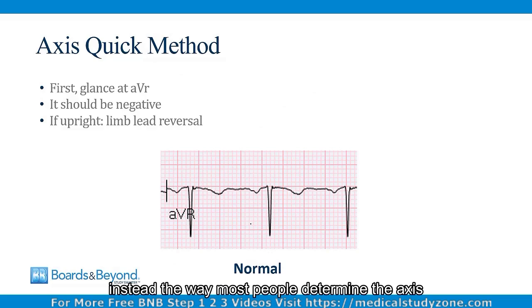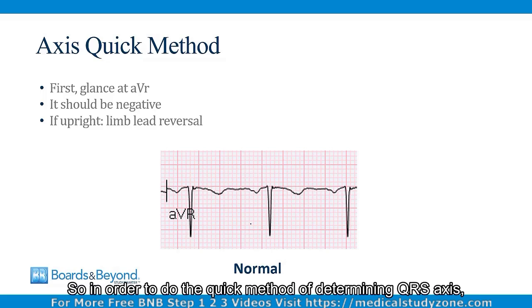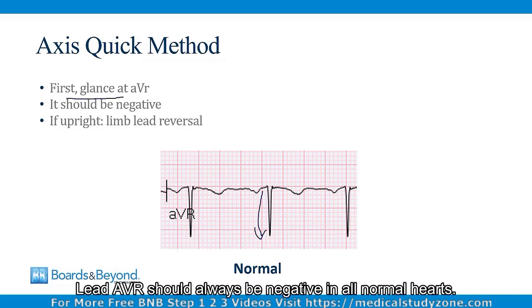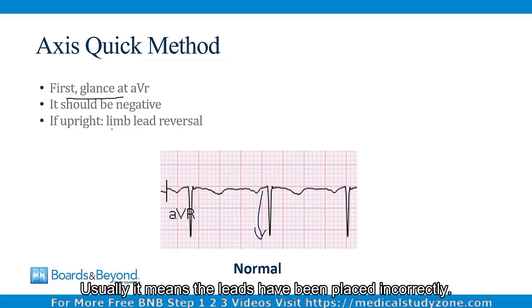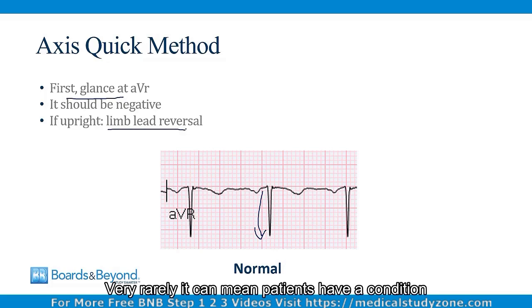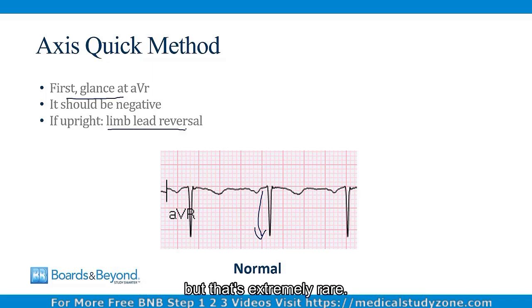Instead, the way most people determine the axis is by using the quick method, which I'll show you now. So in order to do the quick method of determining QRS axis, the first thing you do is glance at lead aVR. Lead aVR should always be negative in all normal hearts. If lead aVR is not negative, something is wrong. Usually it means the leads have been placed incorrectly. There's a reversal of the limb leads. Very rarely it can mean patients have a condition called dextrocardia where the heart is on the right side of the chest, but that's extremely rare. Usually when aVR is upward, it means there's limb lead reversal. So if you're going to determine the axis, the first thing you do is look at lead aVR basically for quality control to make sure the leads are placed properly.